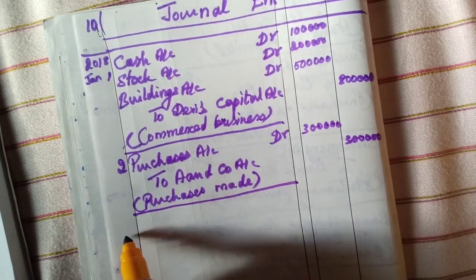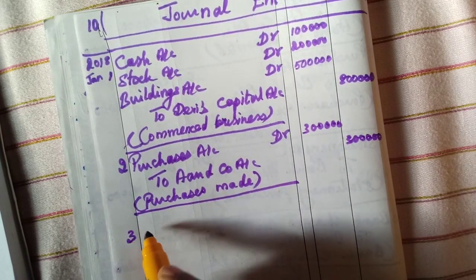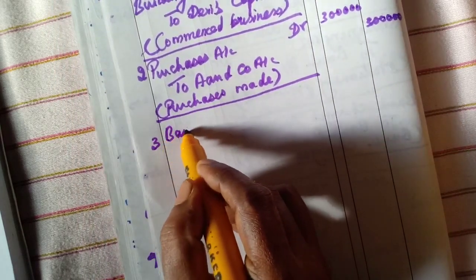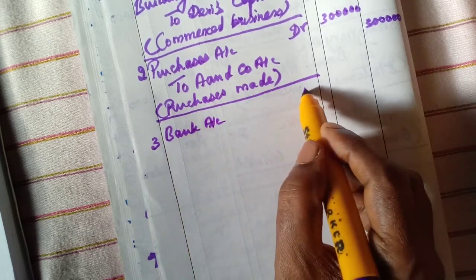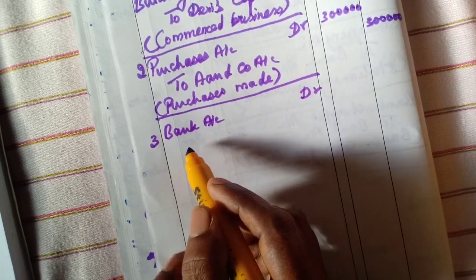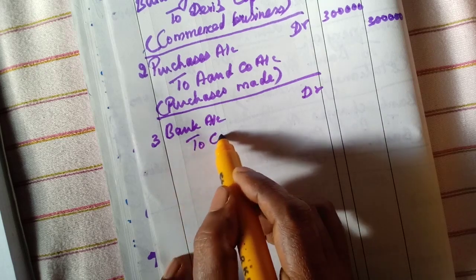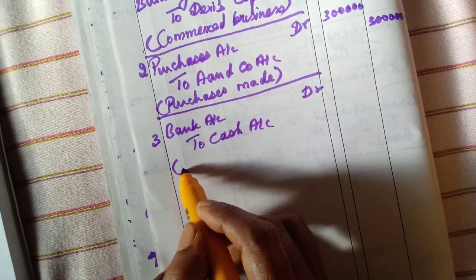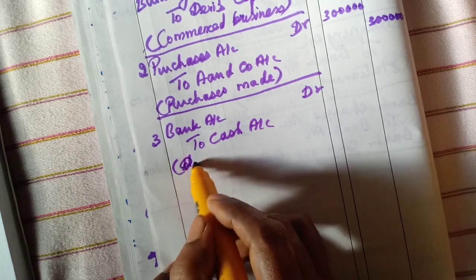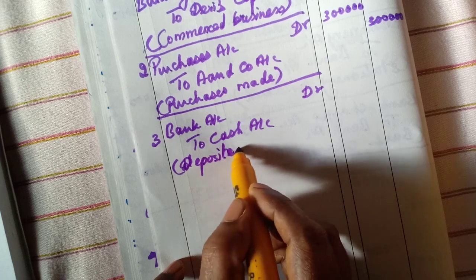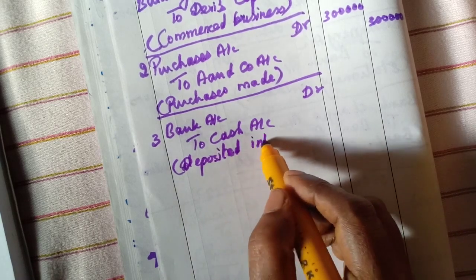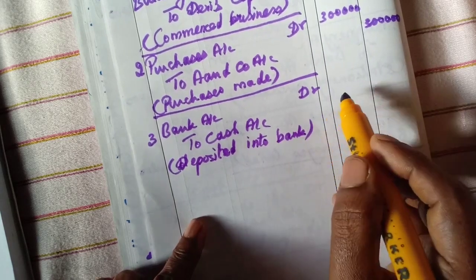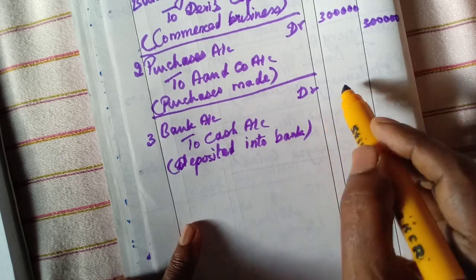Okay, draw the line, then 3, cash deposited into bank. So here the bank is the receiver, isn't it? Bank account debtor, then cash is going out, isn't it? Credit what goes out, cash. Deposited into bank or cash deposited, anything you can write, or cash deposited into bank. Okay, 80,000.